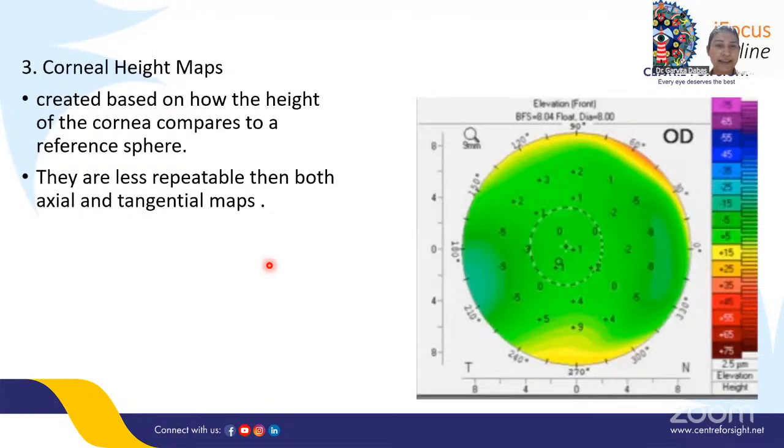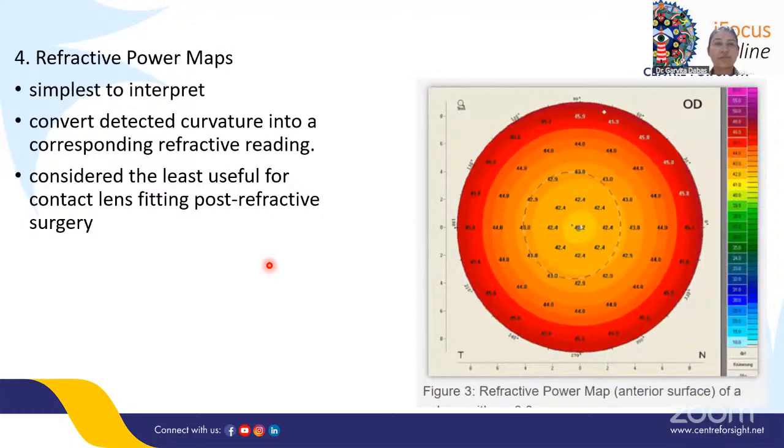Coming to the corneal height map, they are based on the height of the cornea as compared to a reference sphere, and they are less repeatable than both the axial and the tangential maps. Finally, the refractive power maps, these are the simplest maps to interpret. They basically detect the curvature of the cornea and coincide with the refractive reading. They are also least useful when it comes to contact lens fitting post-refractive surgery.